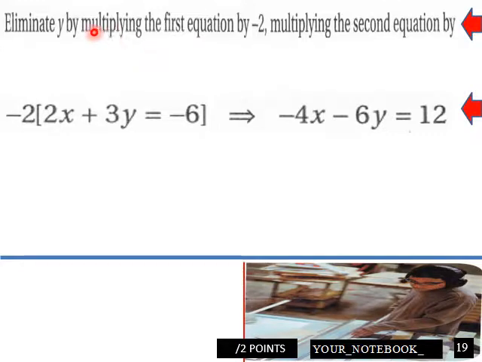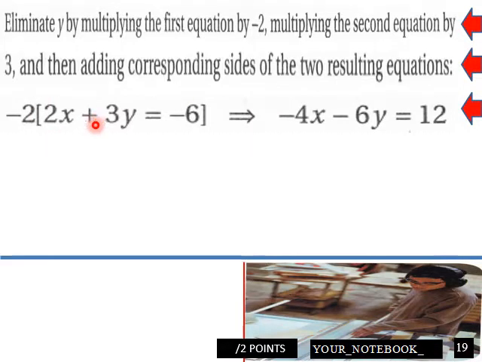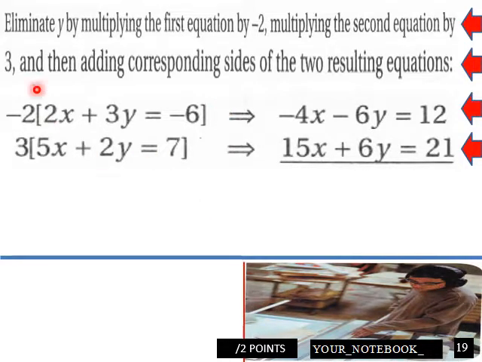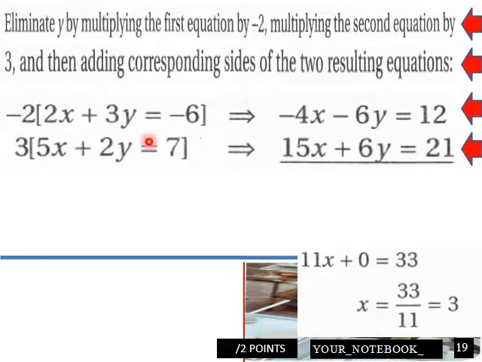Eliminate y by multiplying the first equation by negative 2, multiplying the second equation by 3, and then adding the corresponding sides of the two resulting equations. So we have to manipulate both of them now. We multiply the first one by negative 2, then the second one by positive 3, get negative 4x, but we get this here, so we can eliminate our y by doing this manipulation over here.